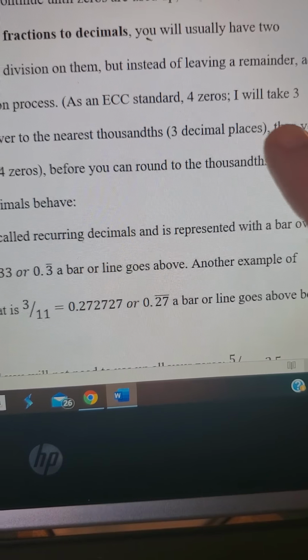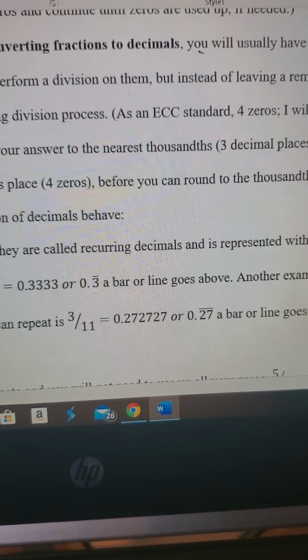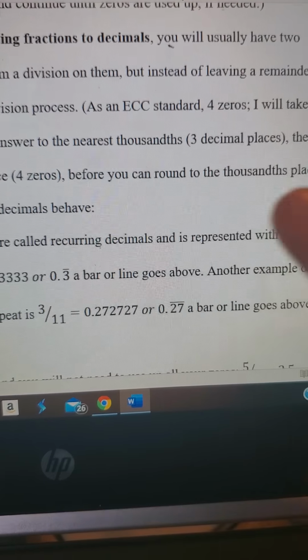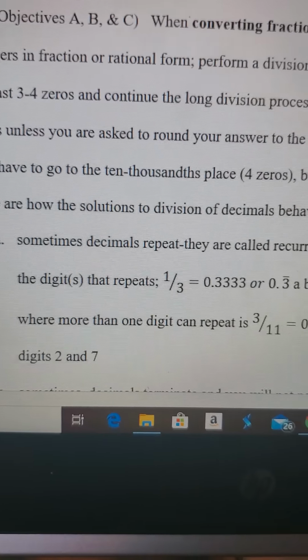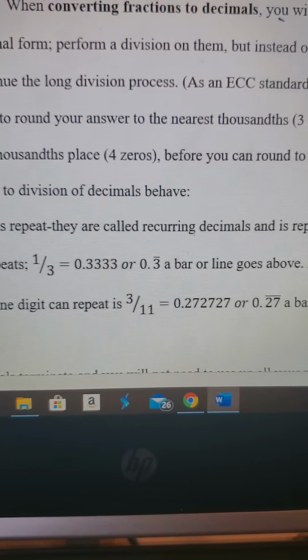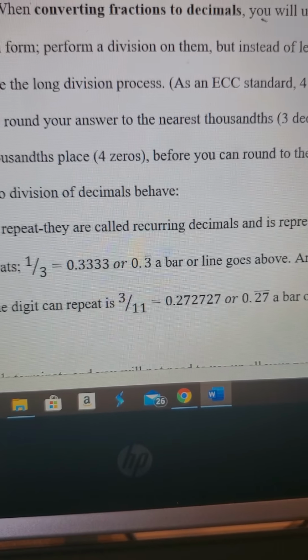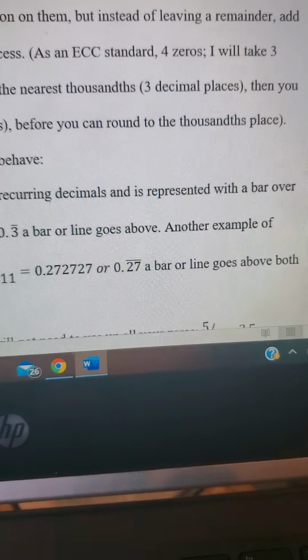And again, the 3 to 4 zeros is an ECC standard. I'll take 3. I'm okay with 3, depending on if they ask you to round, as I explained in the last video. So, etc., etc.